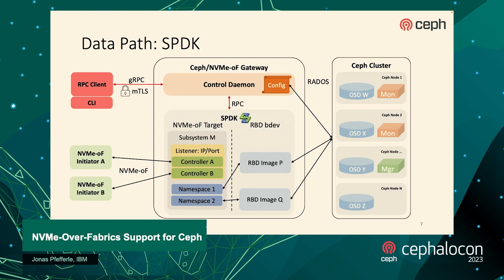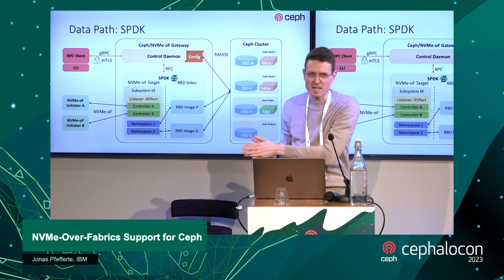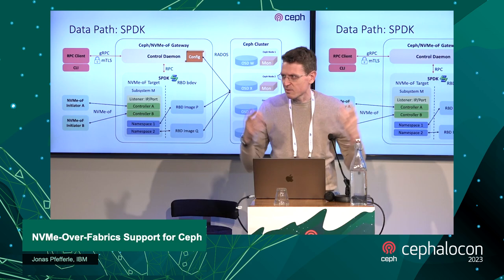And essentially how the whole gateway works is you have this Python process, which is our control daemon, that is there for the whole control path, and it spawns off this SPDK process, and it configures it via RPCs. So if you do an RPC to the control daemon, it basically does an RPC with the correct command to SPDK to configure it. And the whole thing here runs in a container, right? And in the future, you will be able to configure the whole thing with Ceph ADM, much like you can today with the iSCSI gateway.